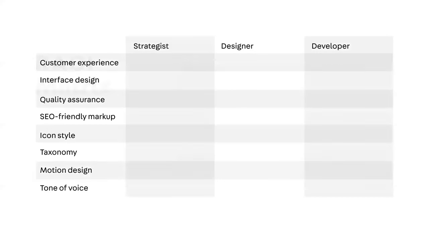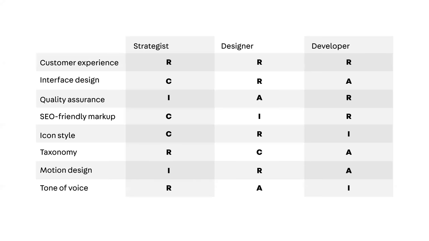What you can do with that is make a table, right? List on the left side all the tasks that we need to complete. Somebody needs to own the interface design or the icon style or the tone of voice. And across the top, you have all the roles of the people on the project, right? You just assign one of these. Is the strategist responsible for customer experience? Is the designer responsible for icon style or only informed on icon style?